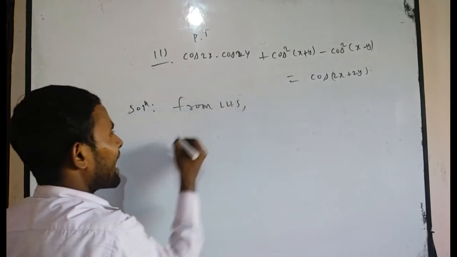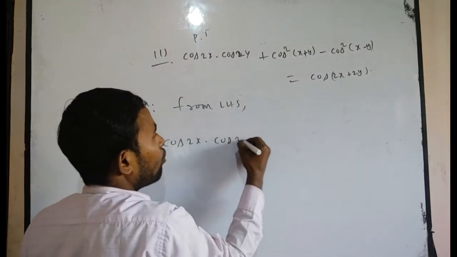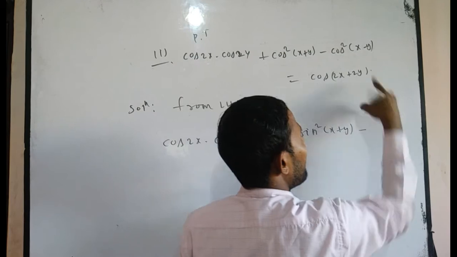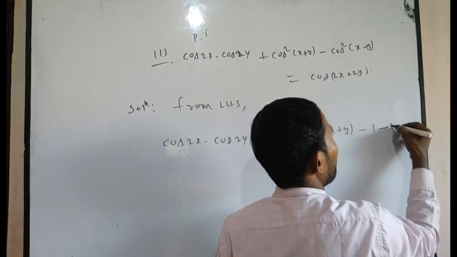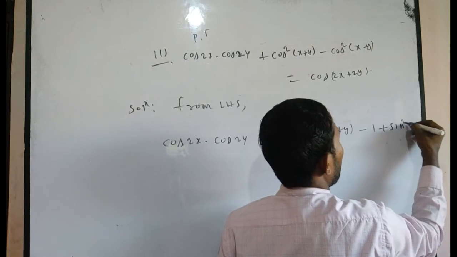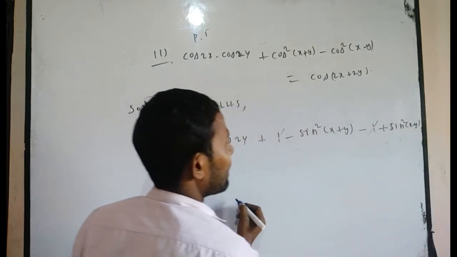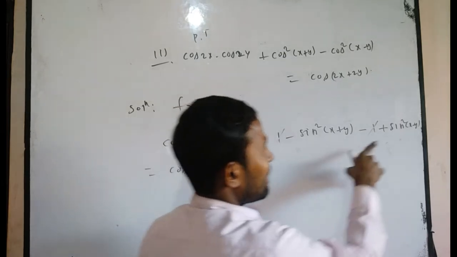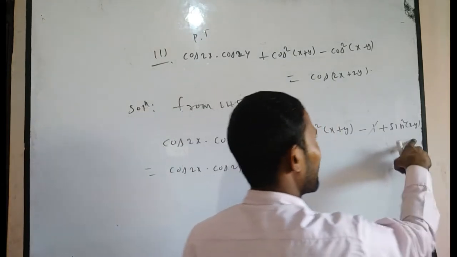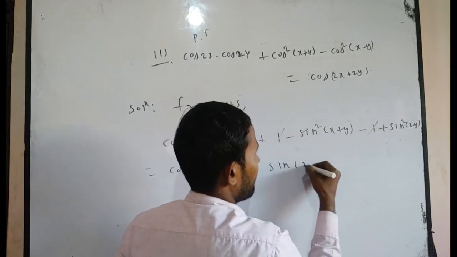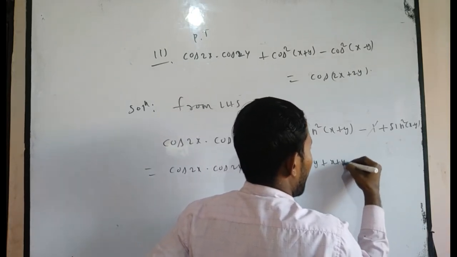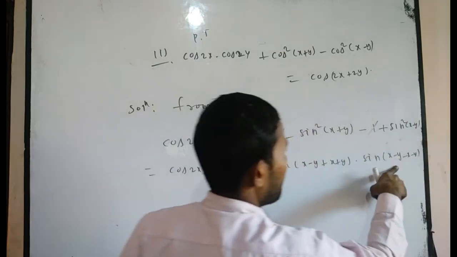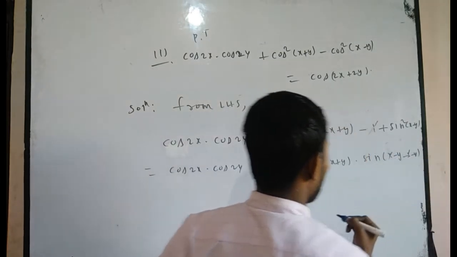From LHS, we can write cos 2x cos 2y plus, if you write it, 1 minus sin square(x plus y) minus, for cos square(x minus y), 1 minus sin square(x minus y). Here 1 and minus 1 cancel each other and you get cos 2x cos 2y plus sin square(x minus y) minus sin square(x plus y). As you know that sin square a minus sin square b is equal to sin(a plus b) sin(a minus b).